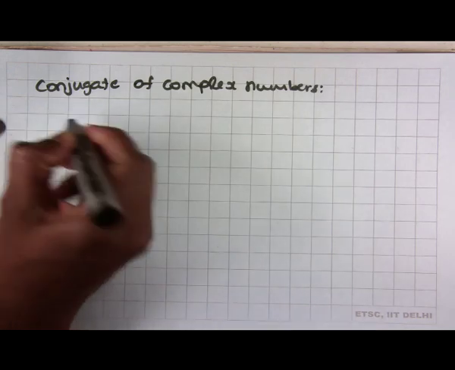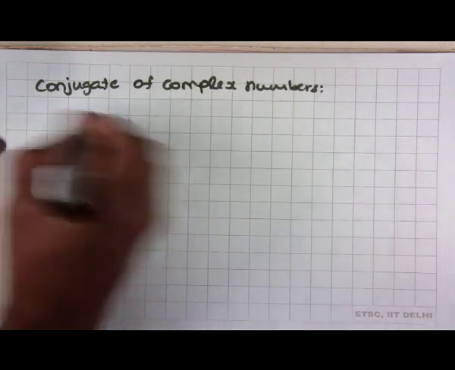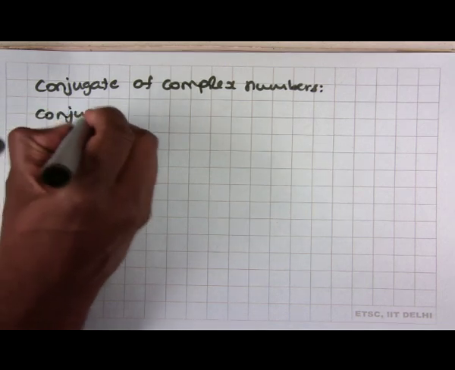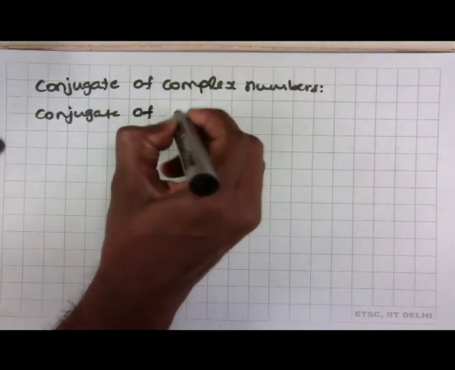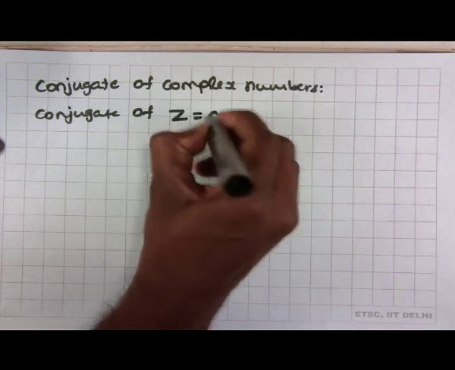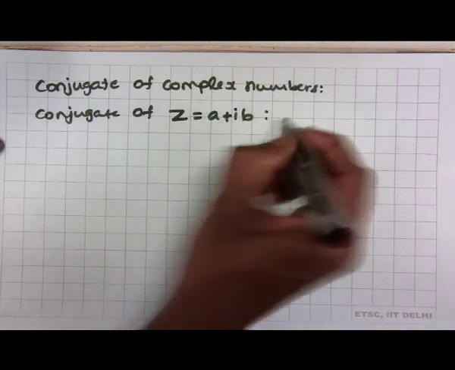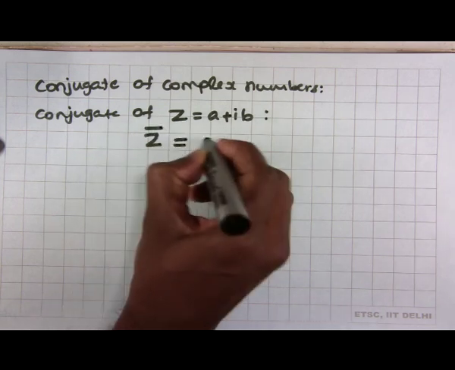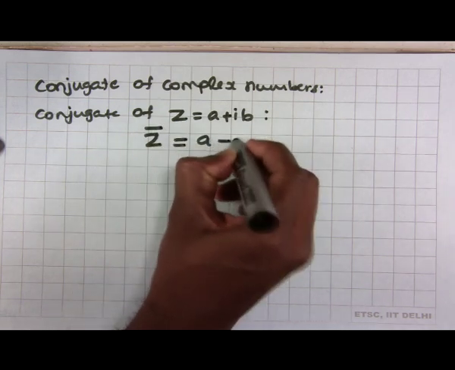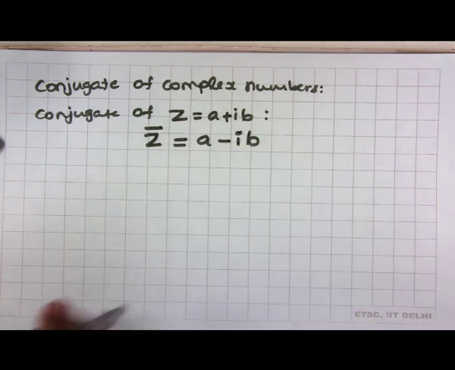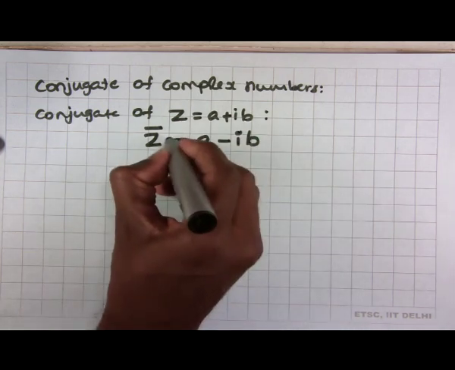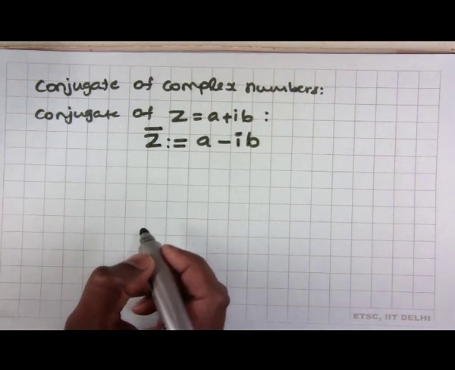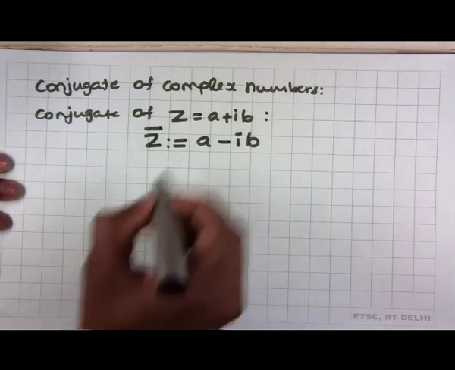So, the conjugate of a complex number is defined by Z bar, the conjugate of Z, where Z is a plus ib, and the notation used is Z bar, which is given by a minus ib. Okay. So, this is the definition for Z bar. Let us see what it means.